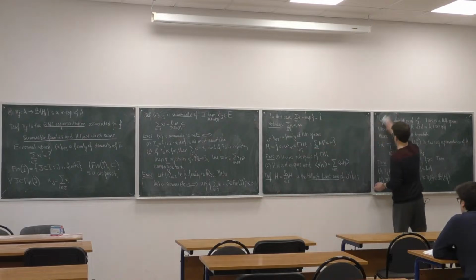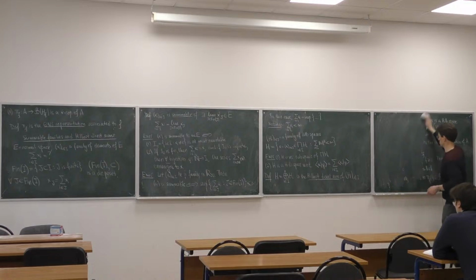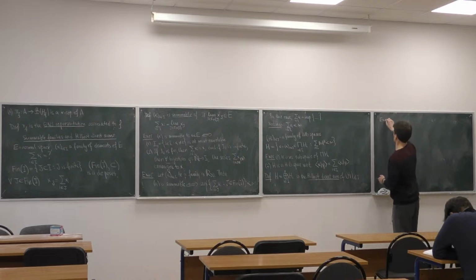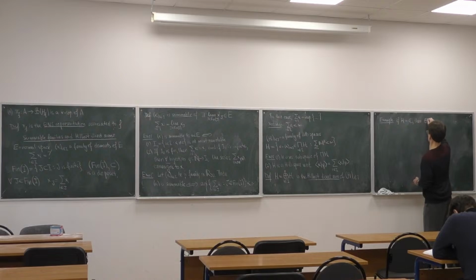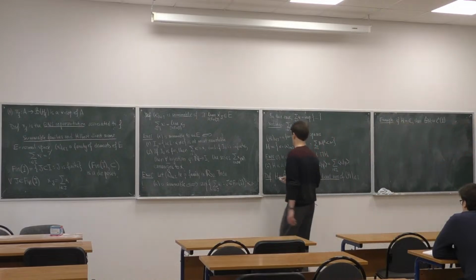For example, if all the spaces are one-dimensional, then we just get the usual little L2 space. If Hi is one-dimensional, then this Hilbert direct sum is just little L2 of I. Okay.